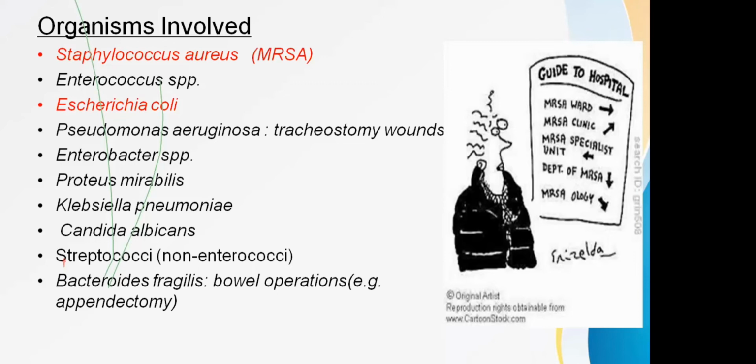Enterococcus is another gram-positive. Talking about gram-negatives, we have Escherichia coli, Pseudomonas aeruginosa, Enterobacter, Proteus mirabilis, Klebsiella pneumoniae, Streptococcus again a non-enterococci, and some of the anaerobes are also predominant in causing surgical site infections, like Bacteroides fragilis.